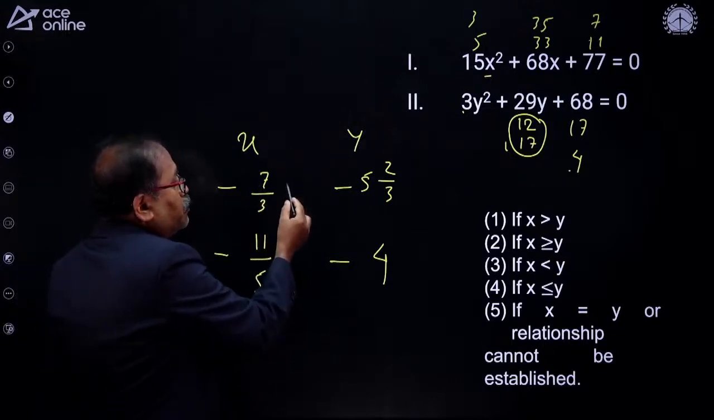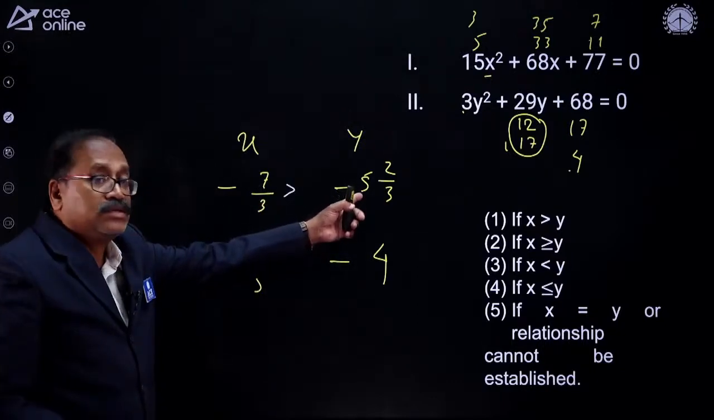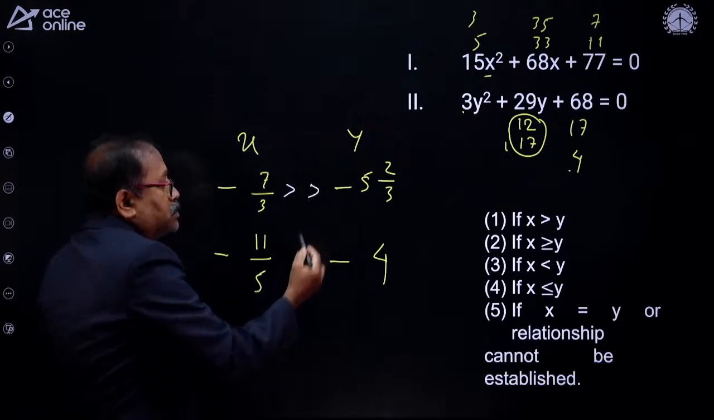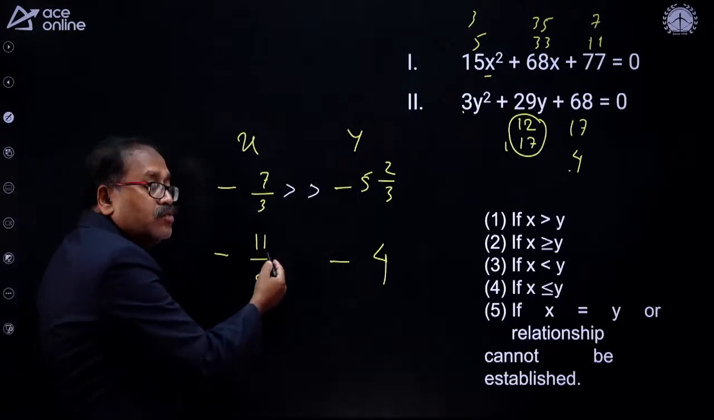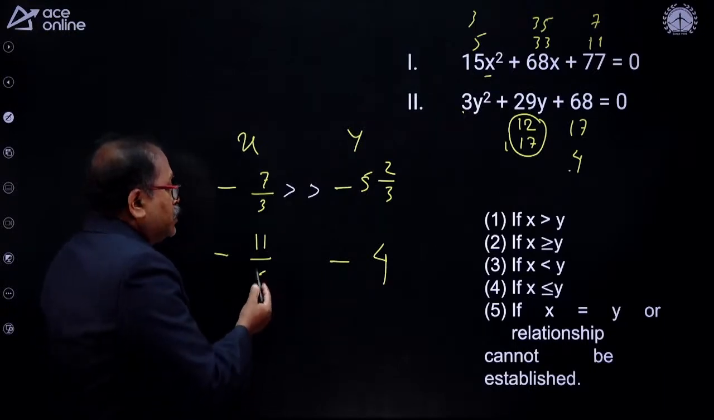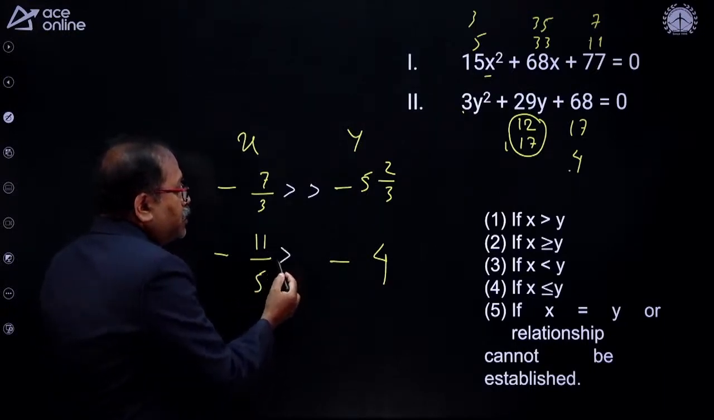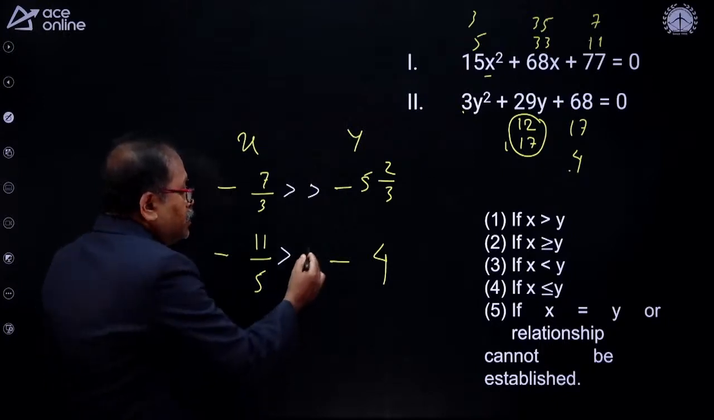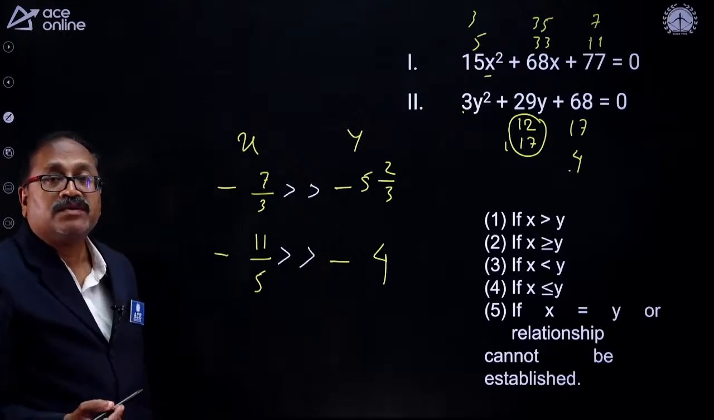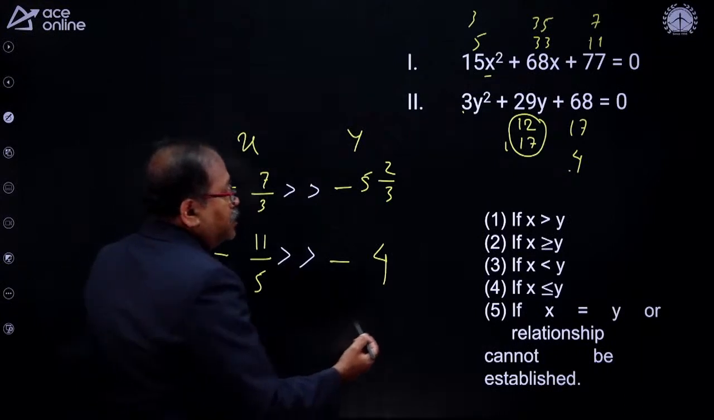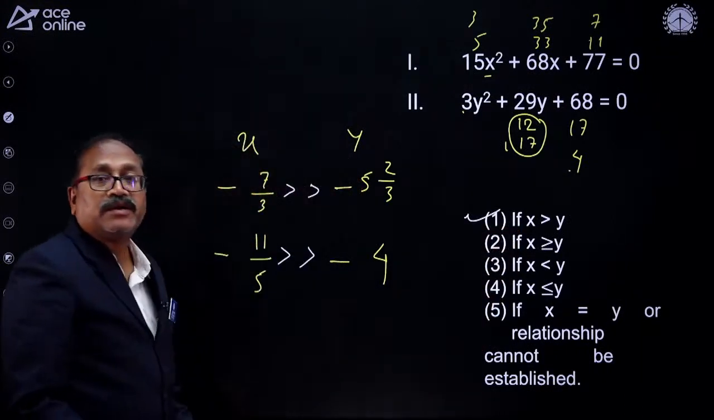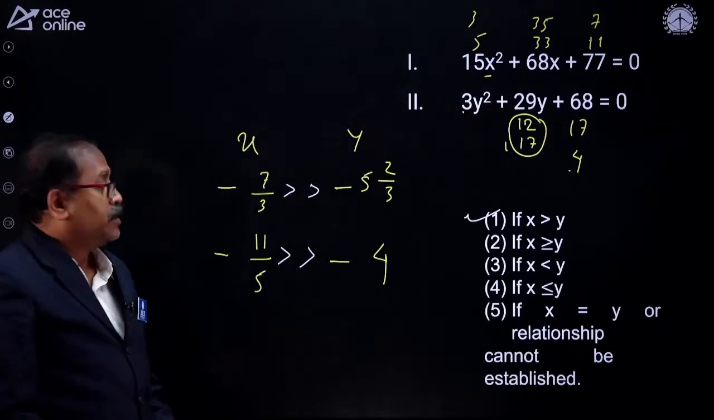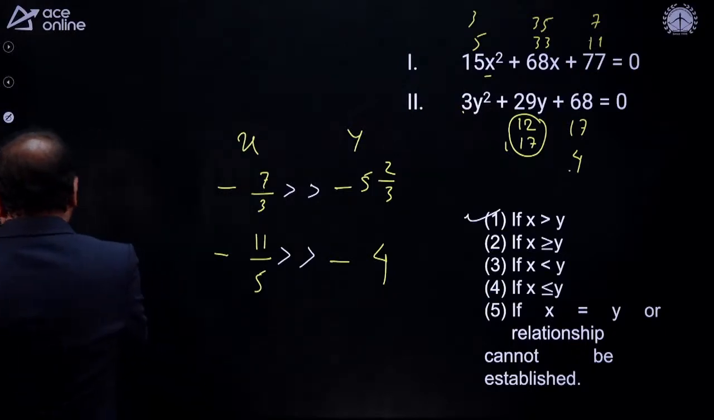So numerically smaller, value wise it is greater than this, and also it is greater than this. Coming to this part, there is also 2 1 by 5. So value wise this is greater because the numbers are negative. This is also greater. So finally I can say that x is greater than y. Right, my friends?